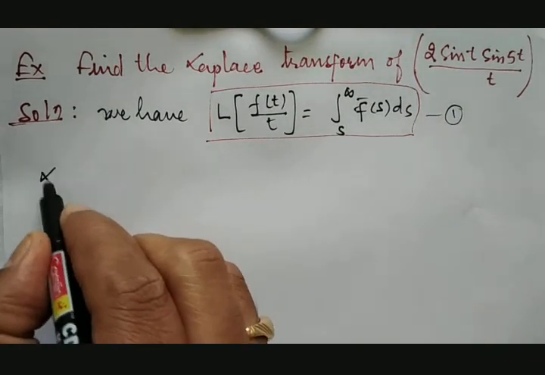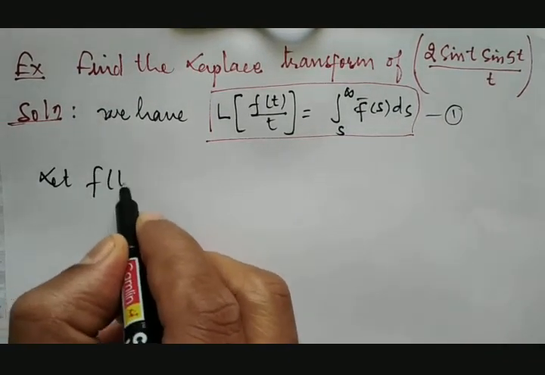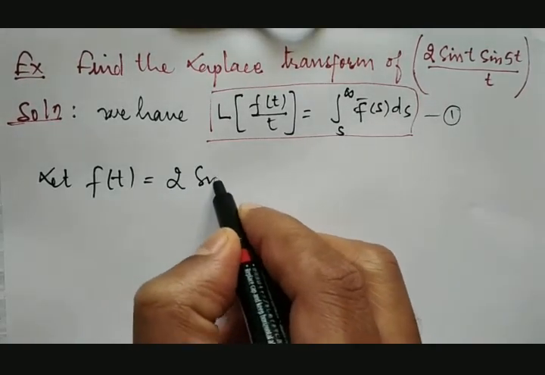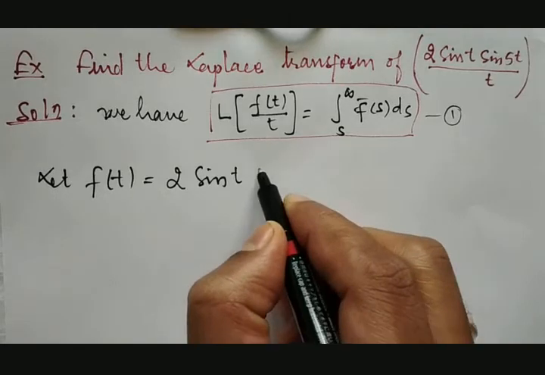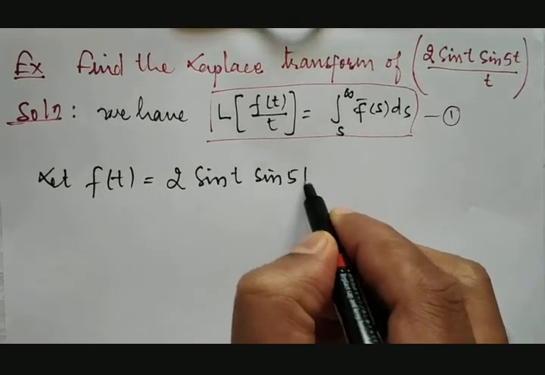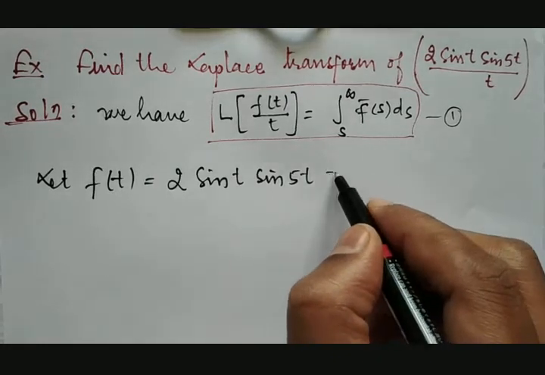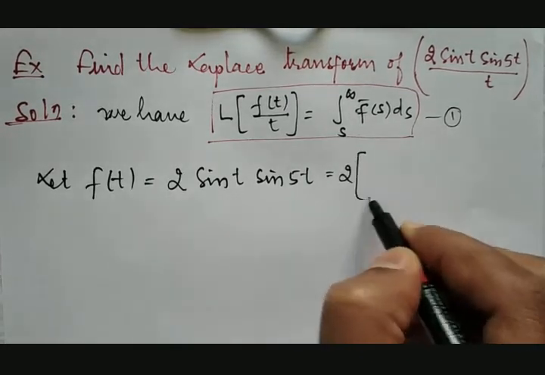Then let us choose f of t. What is f of t in this case? 2 times sin t into sin 5t. So as per the property, it is 2 into.